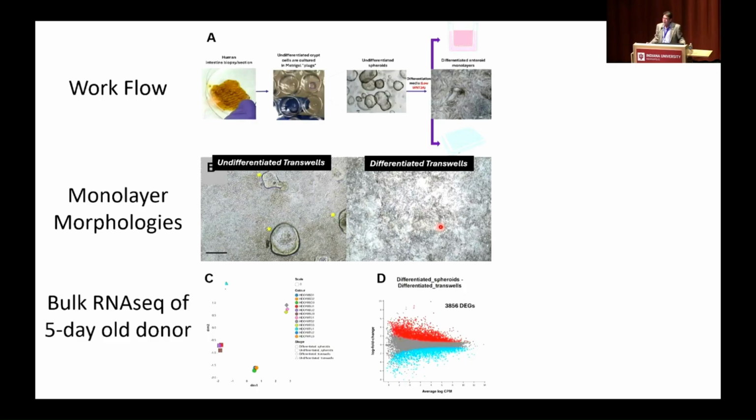In these culture conditions, again, we had 4 different variables: differentiated versus undifferentiated, Transwell versus 3D. In this PCA plot, you get beautiful separation into 4 sections for these 4 different groups. And if we just look down here in the lower right, comparing differentiated spheroids versus differentiated Transwells, we saw almost 4,000 differentially expressed genes, so dramatic differences between culture in these intact 3D structures versus in the Transwell monolayers.